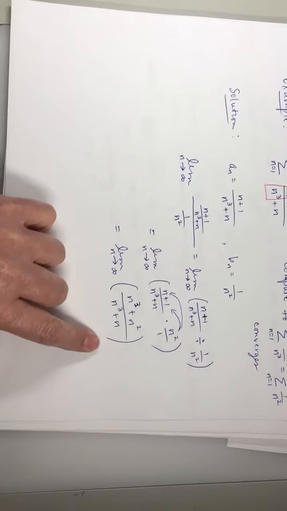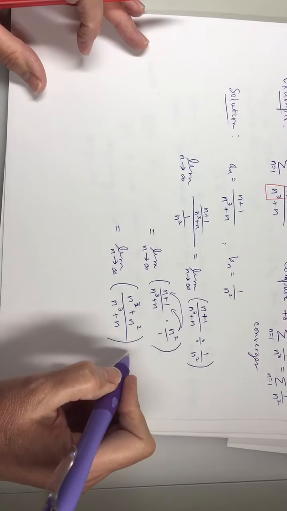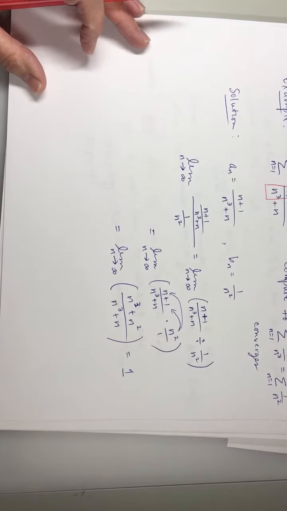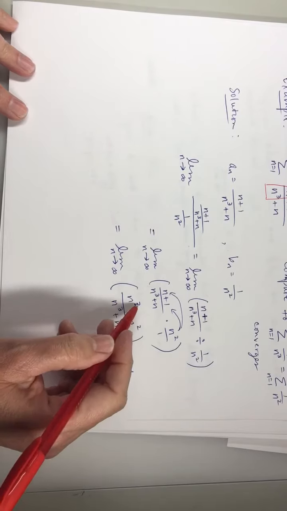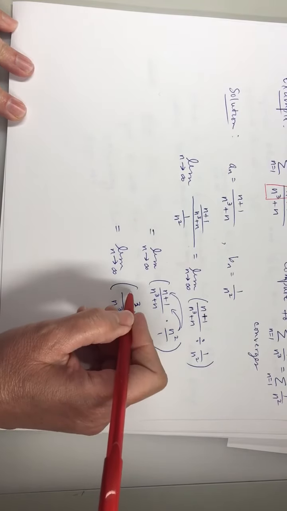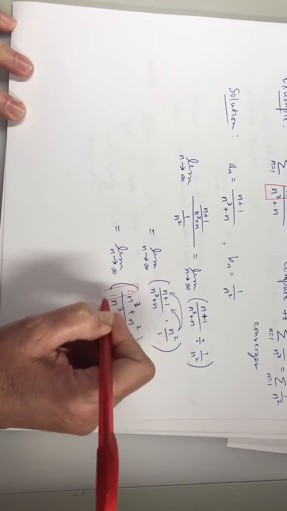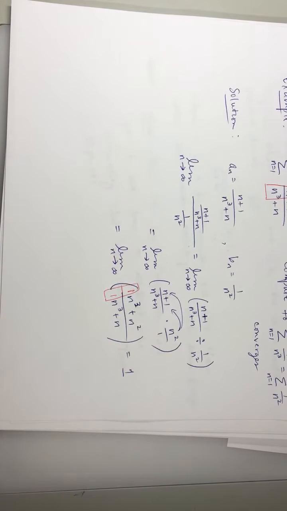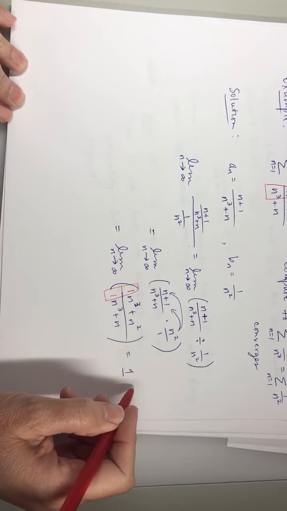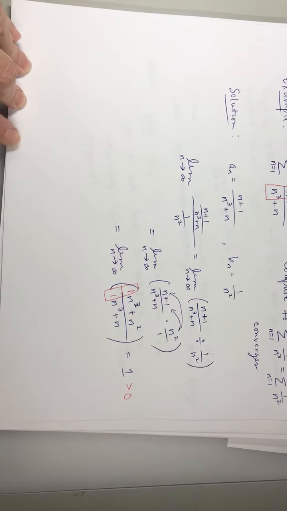And this limit equals 1. How do you know? The degrees of the top and the bottom are the same, so it is leading coefficient over leading coefficient, which is 1 over 1. That limit is 1. The limit comparison test says if the limit exists, it's a finite number, and it's greater than 0. Is all of that true? That is greater than 0. Then both series converge or both series diverge.